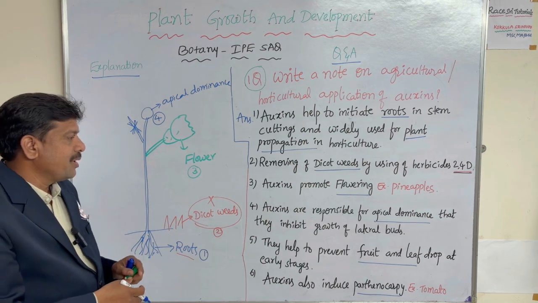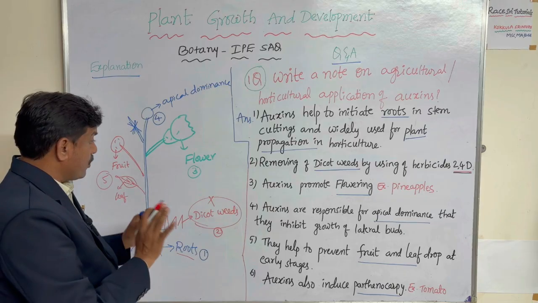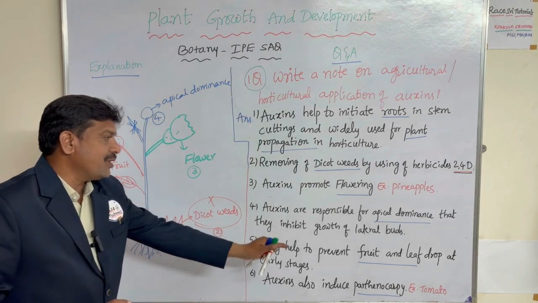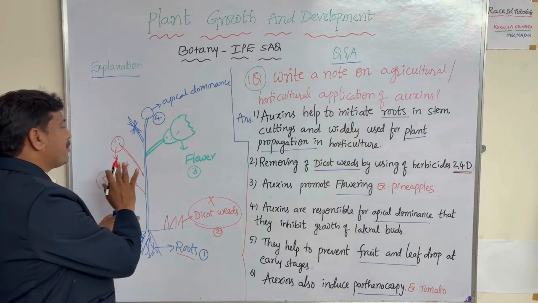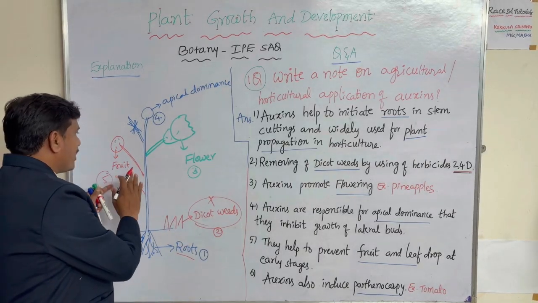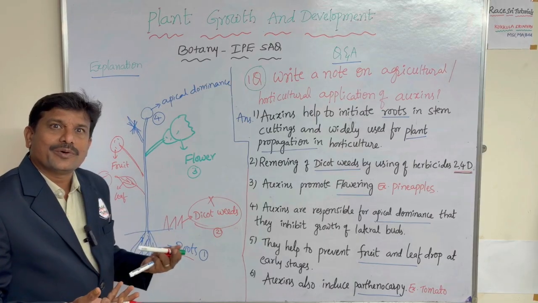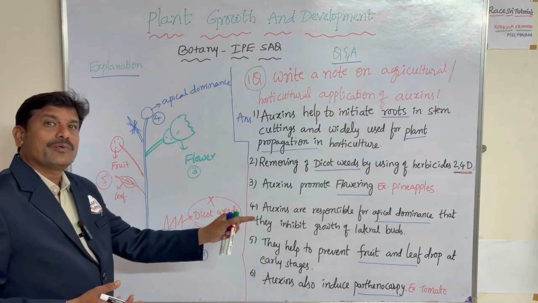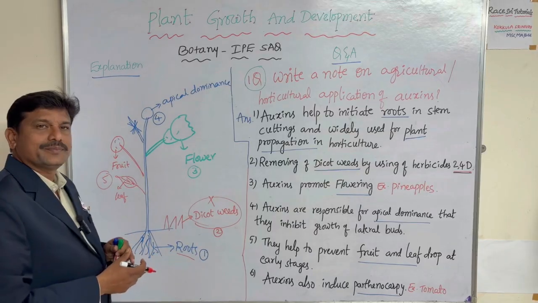Very easy now. Fruit and leaves should not fall down. Auxin prevents fruit and leaf drop. They stay on the plant, because we need more fruit. That means auxin is useful to prevent fruit drop. This is the fifth point.